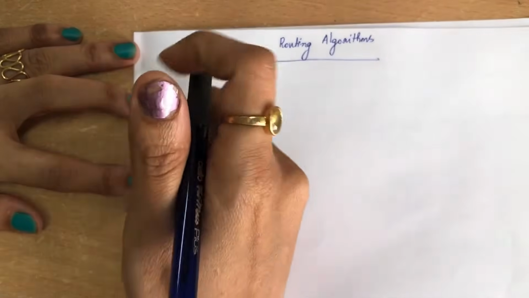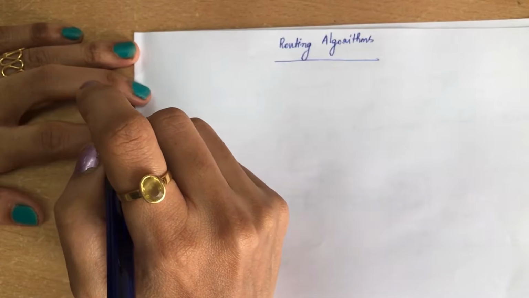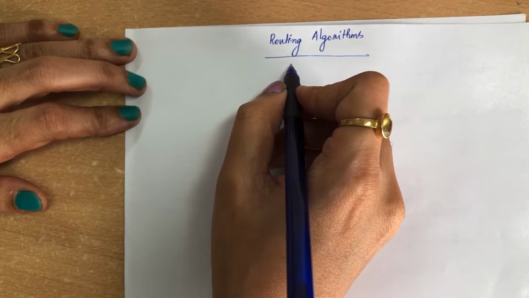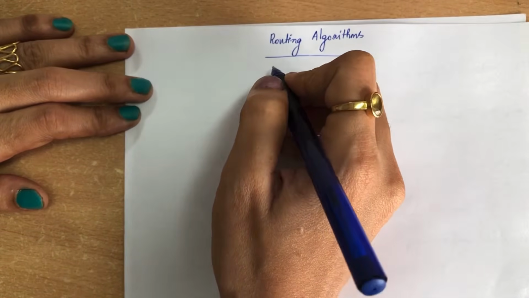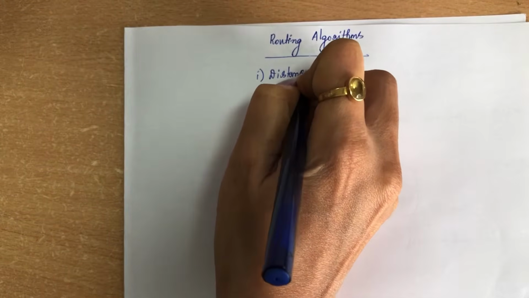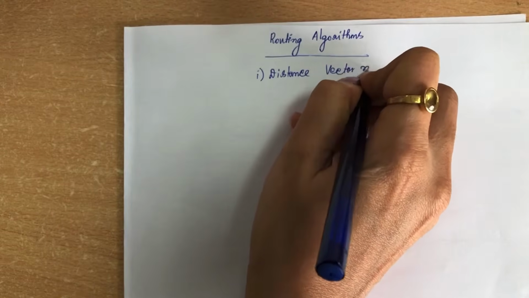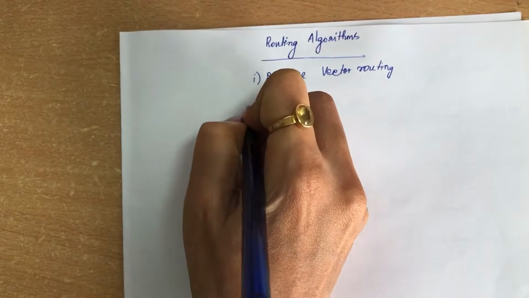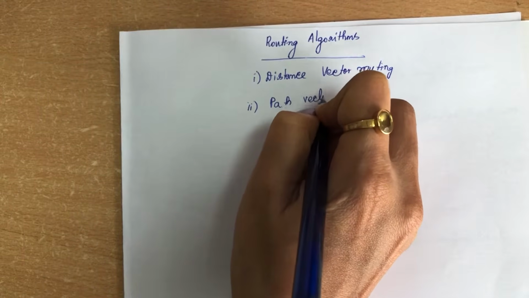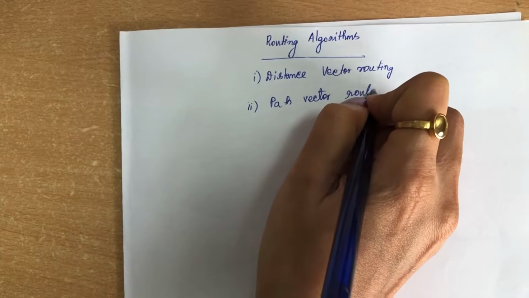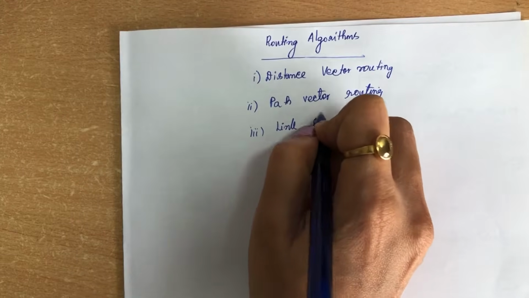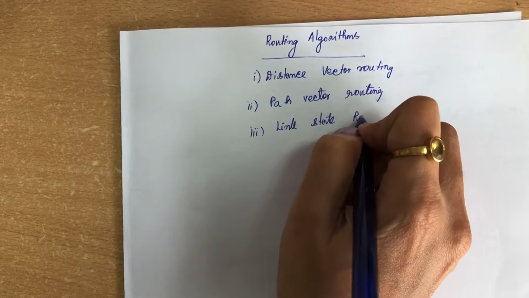After we have discussed the least cost tree and the forwarding tables in the last session, now we are going to deal with routing algorithms. There are three common routing algorithms available. The first is the distance vector routing algorithm, the second is path vector routing, and the third is link state routing. We are going to see all these three routings in this section.